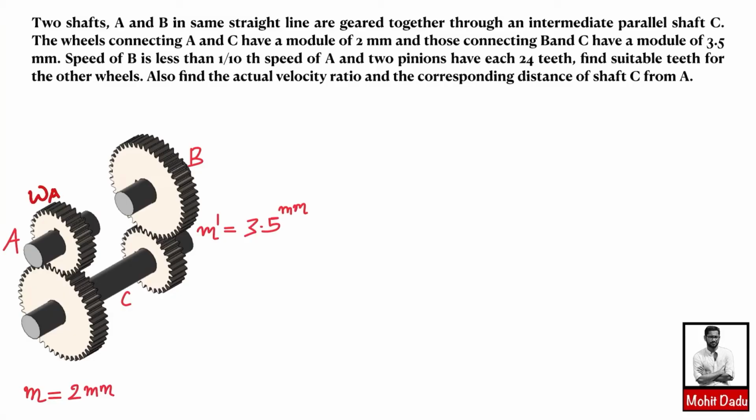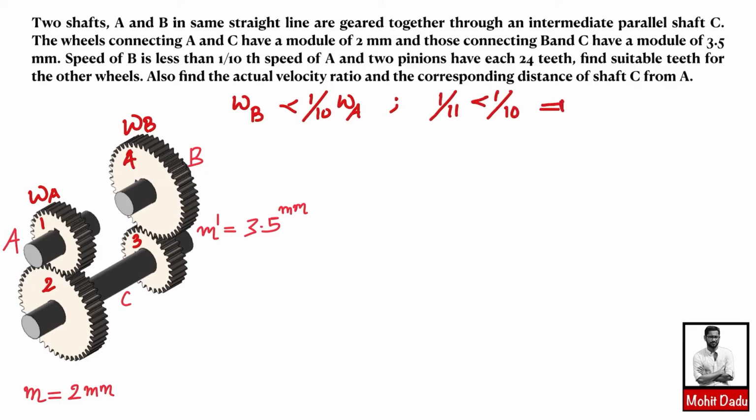That means if it is omega A and omega B, I can number the gears as 1, 2, 3, 4. It is mentioned that whatever the speed of A, the speed of B should be lesser than 1/10 of omega A. Based on this, we will make an assumption. We know that 1/11 is lesser than 1/10. So I can assume that omega B is equal to omega A by 11, which is lesser than 1/10 of omega A. So this is an assumption.